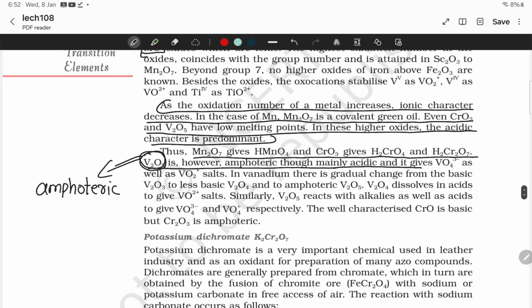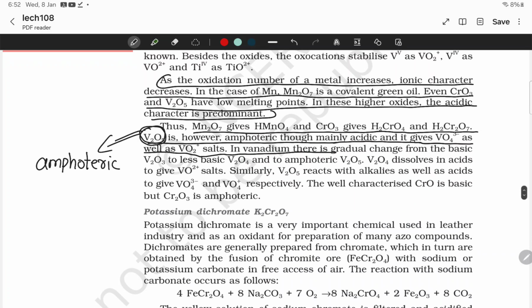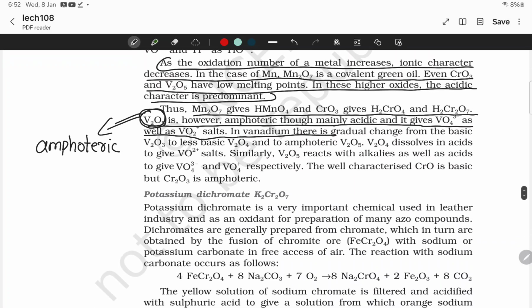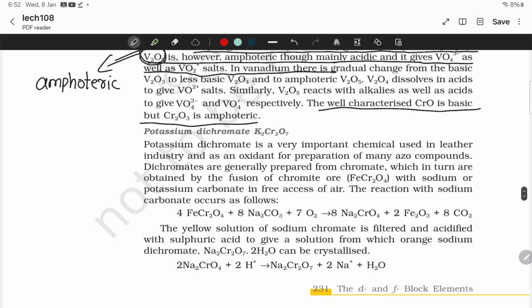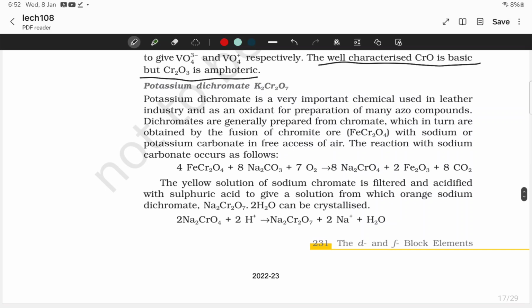Though mainly acidic, vanadium can give VO4 3 minus as well as VO2 plus salt. In vanadium, the gradual decrease, okay, that thing is not important. Just understand that CrO, the well characterized CrO, is basic, but Cr2O3 is amphoteric. So now we are going to learn about some compounds of transition elements.